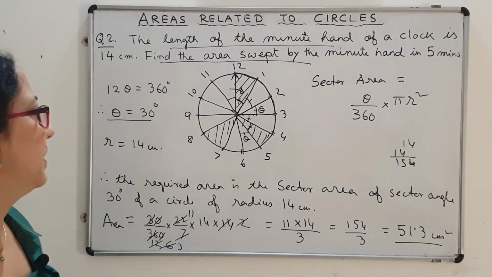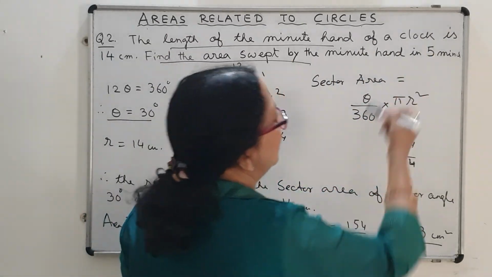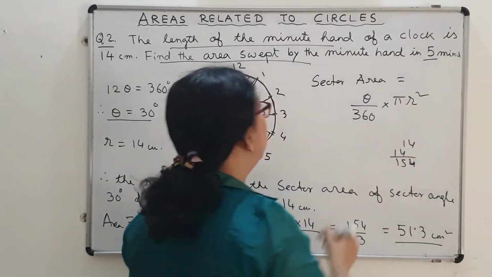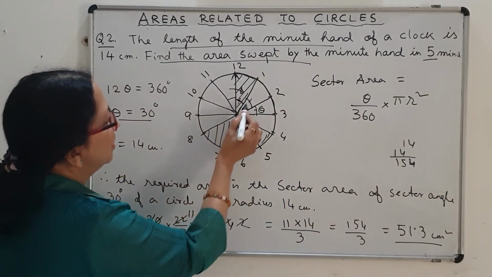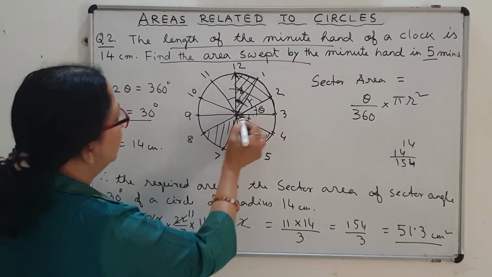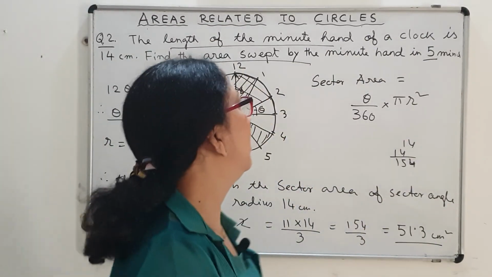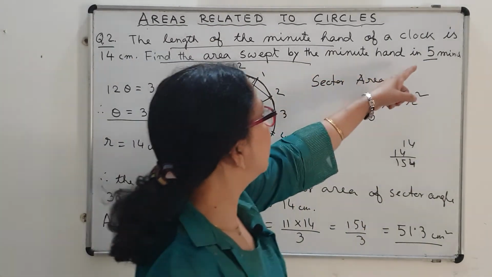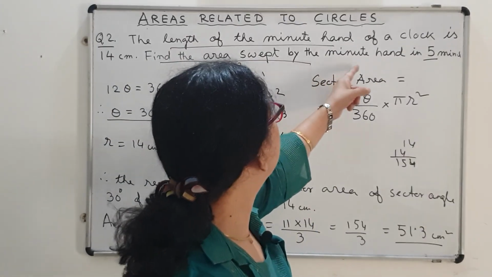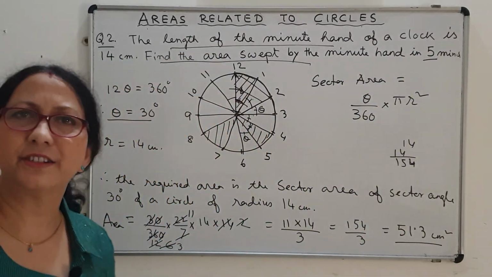So this is a practical application. Now if I change the question, that is, you have to find the area swept in say 10 minutes instead of 5, then since this is 5, 5 plus 5, theta will be 30 plus 30, which is 60. In this way we can find the required area for the minute hand to go by different time intervals. Okay, that's all for today. Bye.